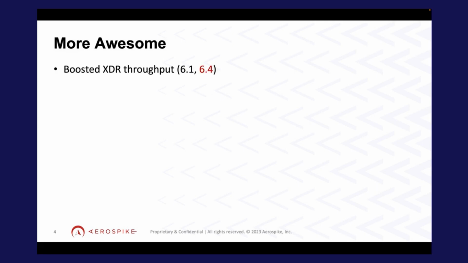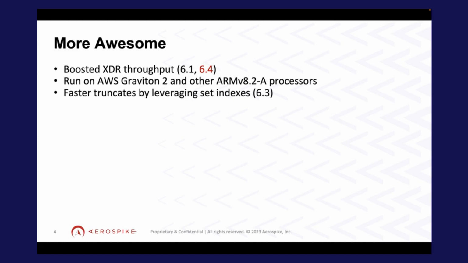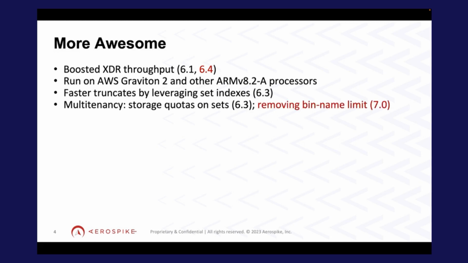We boosted XDR throughput in Server 6.1 for recovery and rewind, but for all normal XDR operations in Server 6.4. We can run on AWS Graviton 2 and other ARM processors starting from Server 6.2. Faster truncates by leveraging set indexes was added in Server 6.3. Multi-tenancy, the ability to put storage quotas on sets, was added in 6.3, and we're going to remove the unique bin name limit per namespace in Server 7.0.